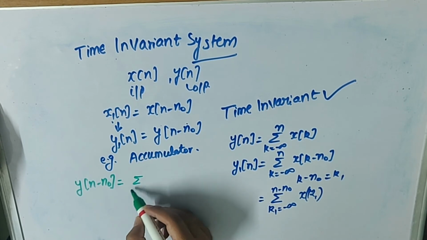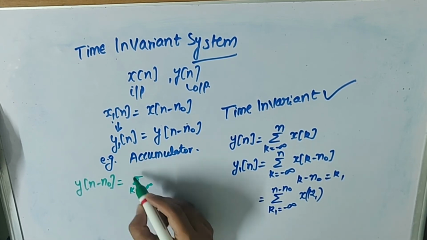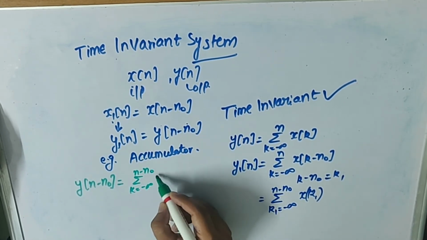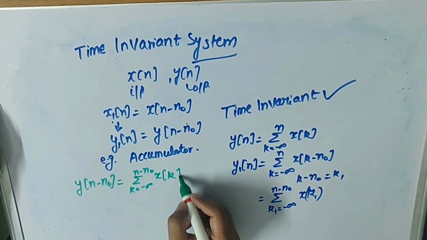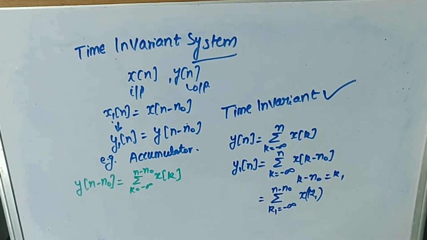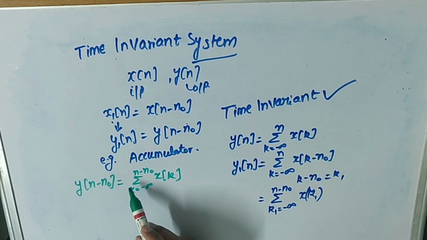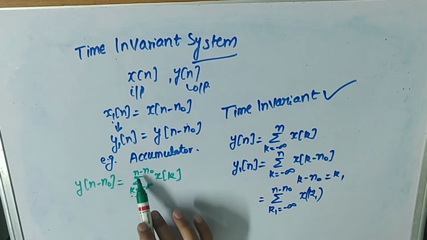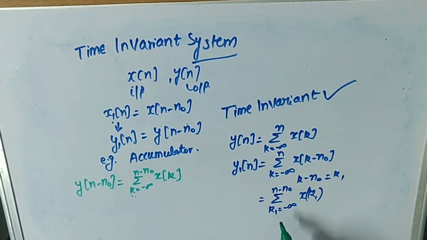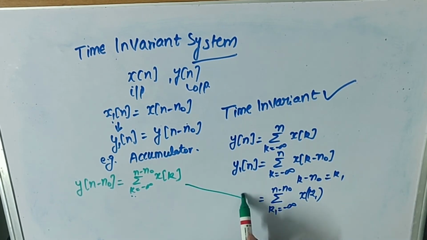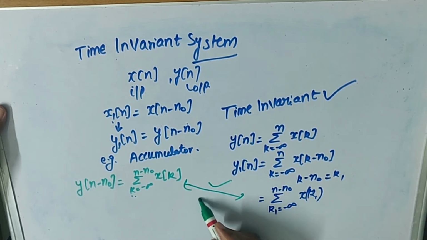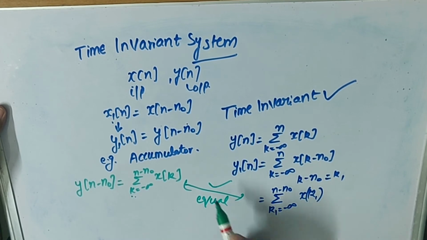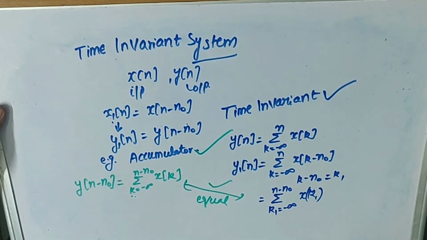This will be summation up to n minus n0 of x[k]. Are they equal? Match these expressions. Summation over k or k1, these variables are dummy. So k equals minus infinity to n minus n0 of x[k], and k1 equals minus infinity to n minus n0 of x[k1]. Yes, they are equal. So the accumulator system is time invariant.